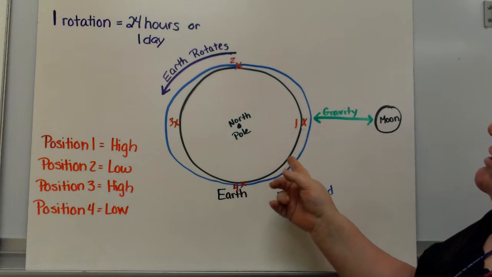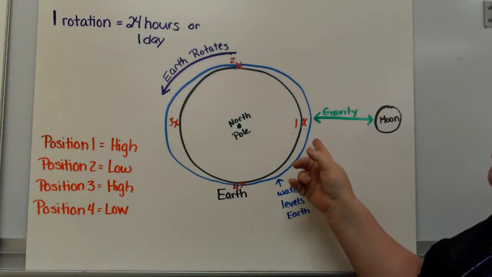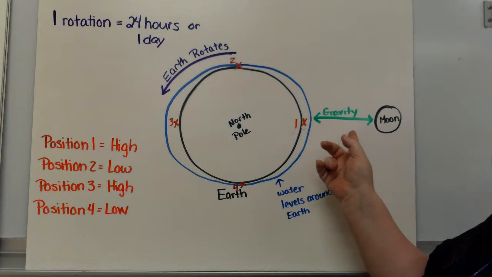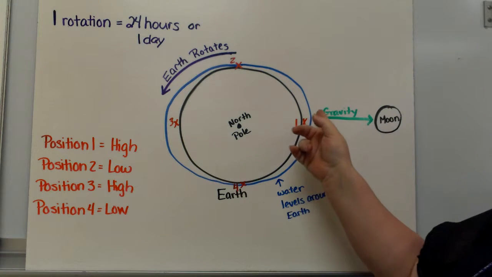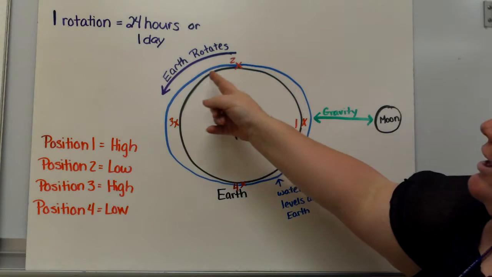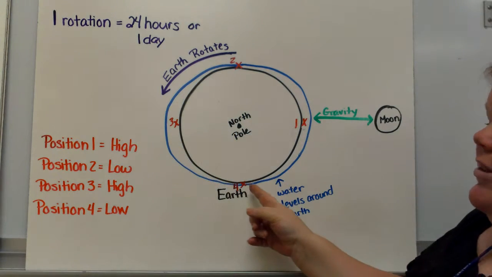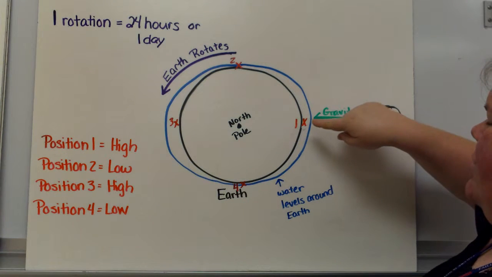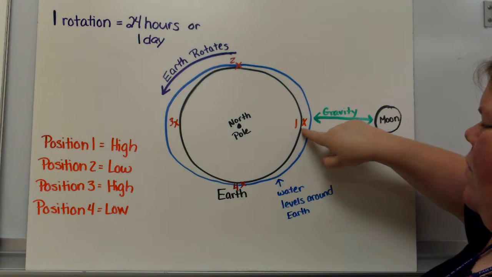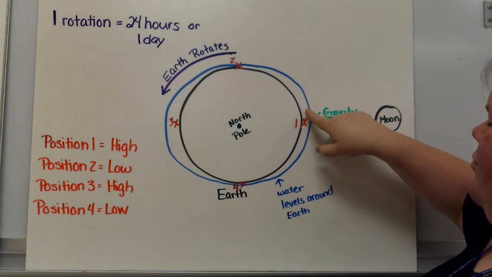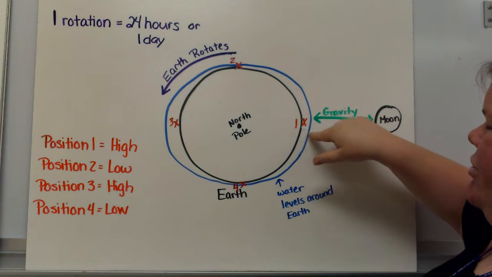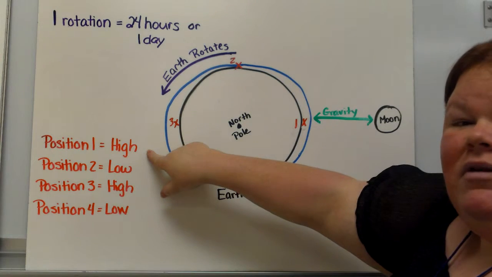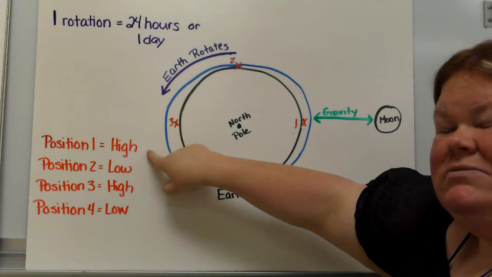So what happens is the water starts to bulge or pull out when it gets close to the moon. So we have this bulge that comes out on one side, and then it bulges out on the other, almost kind of like a big bubble. So if you were here in position 1, this is where you have a larger part of the water bulging off the surface. So then you have very high tides.